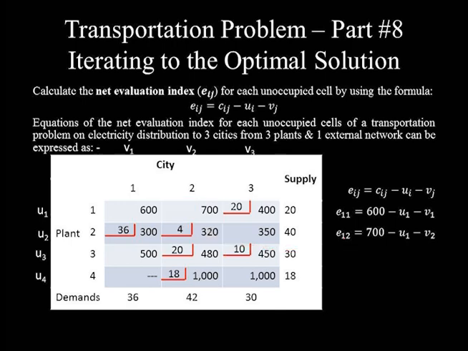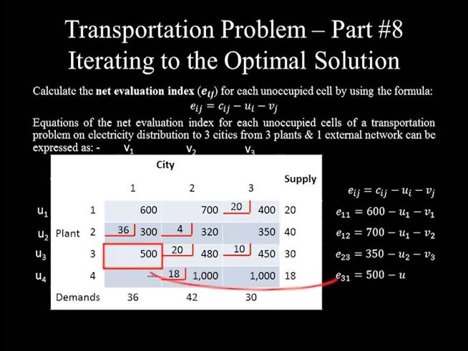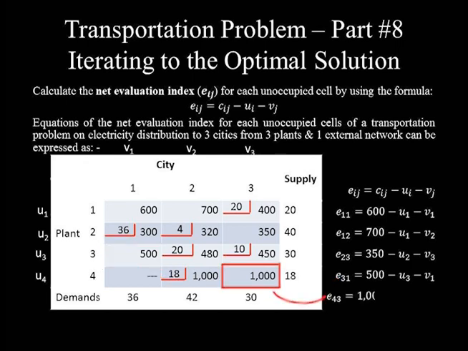In similar manner, the equation of the net evaluation index for other unoccupied cells can be expressed as E23 is equal to 350 minus U2 minus V3. E31 is equal to 500 minus U sub 3 minus V sub 1. E43 is equal to 1000 minus U sub 4 minus V sub 3.